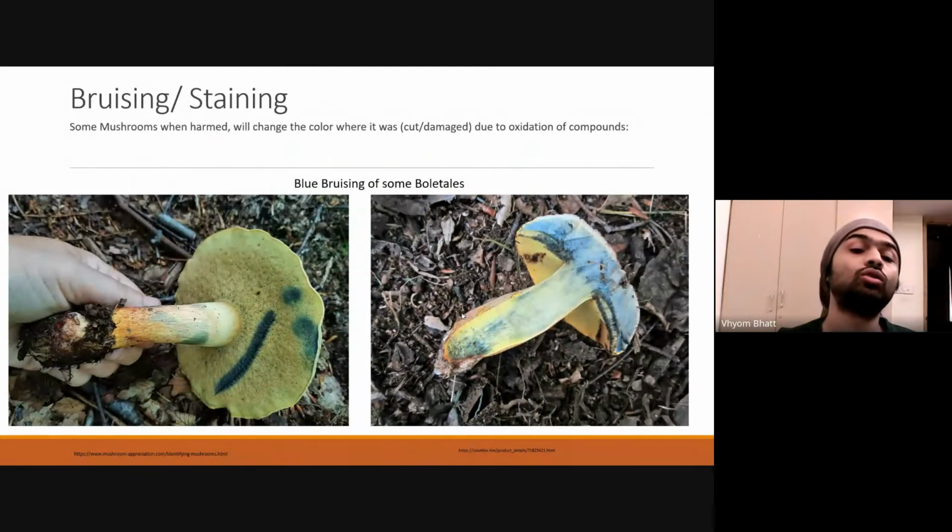So from the base, we go now to the bruising and staining, which can also help you identify a mushroom. Some mushrooms, when harmed, will change color when cut or damaged due to oxidation of various compounds present in that mushroom. In boletes, there is a compound called gyrocyanin, which bruises blue when it is hurt or damaged. It's a bolete identification feature where you damage it, and sometimes it will oxidize very fast, or it will change color very fast, or it will change color slowly. And that time gap is also very crucial in figuring out in which genus you will place that bolete type mushroom.